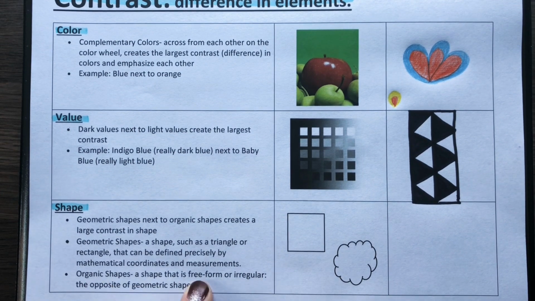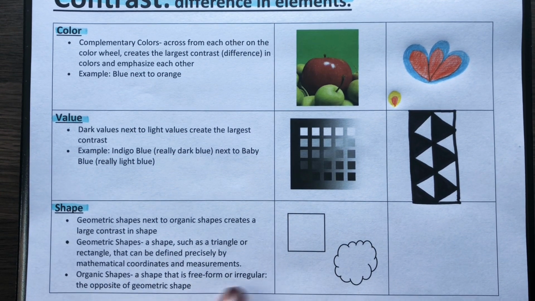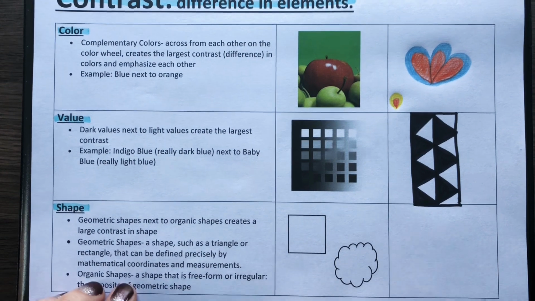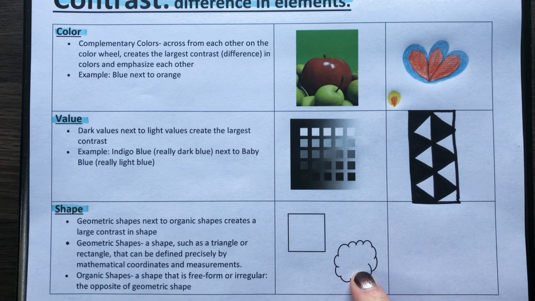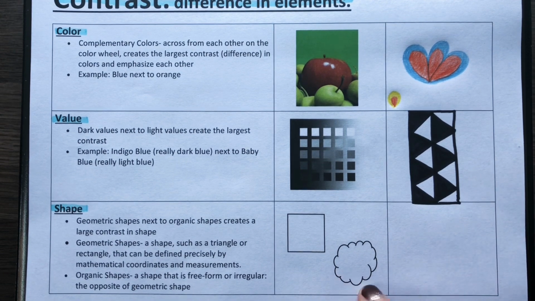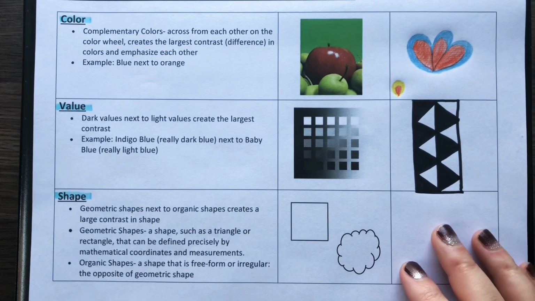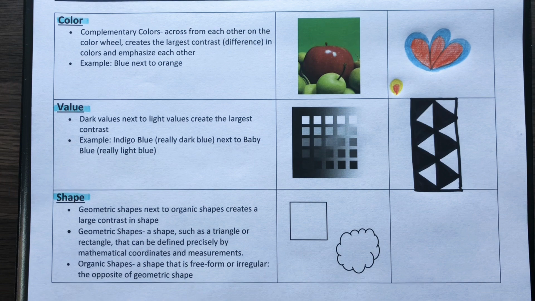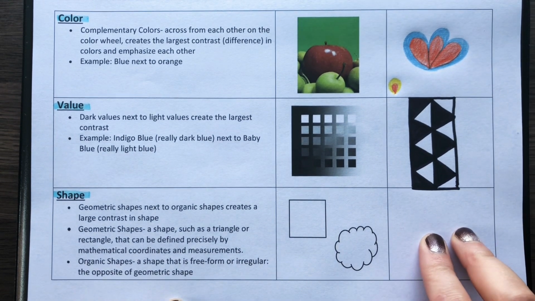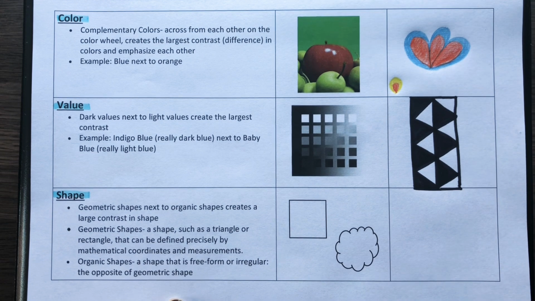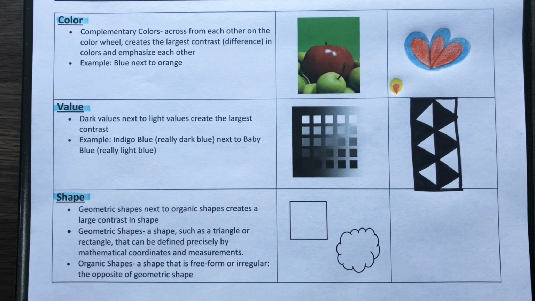Organic shapes are free form or irregular, the opposite of a geometric shape. A lot of times these come from nature. So if you think about a leaf or a tree, something that you can't make a math problem out of, right? Okay, so for this one, you're going to come up with your own geometric shape and your own organic shape, okay?